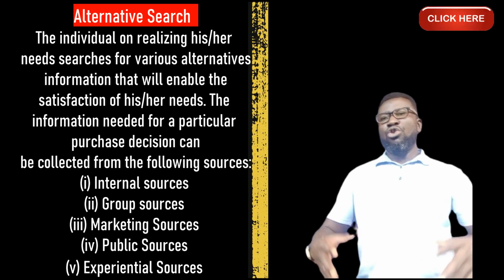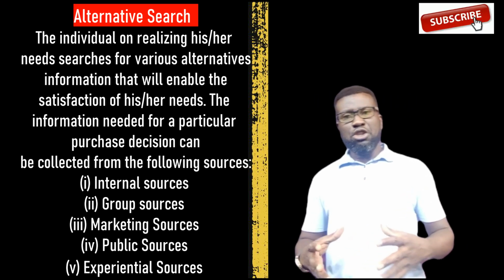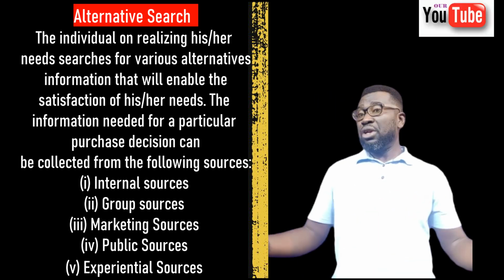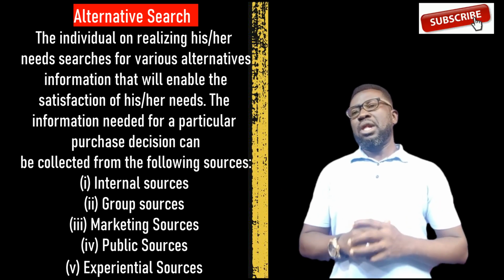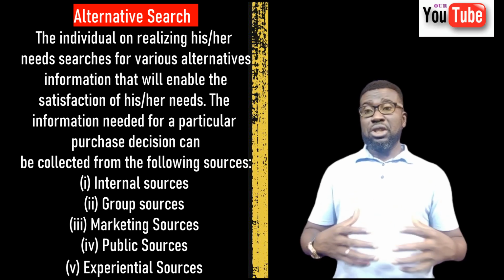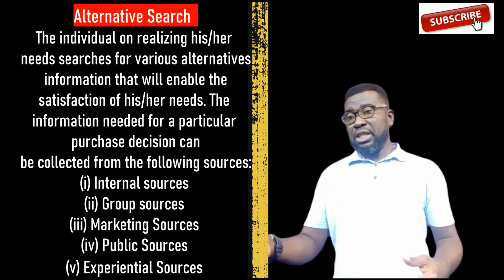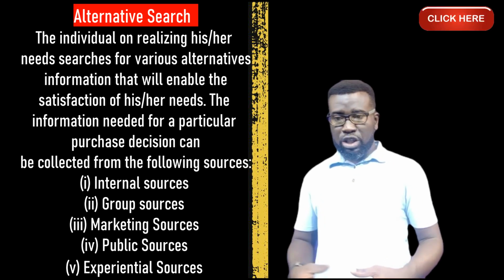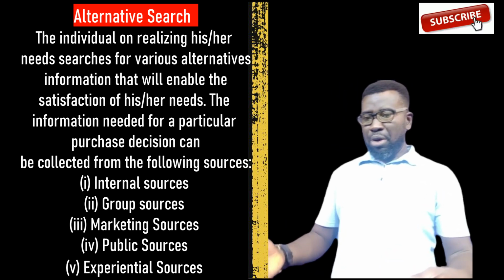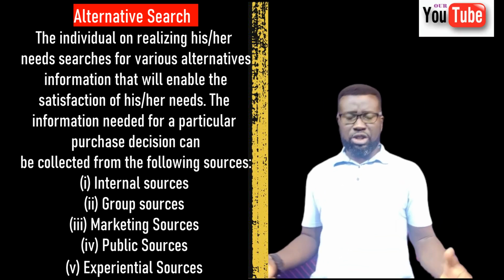The individual, on realizing his or her need, searches for various alternative information that will enable the satisfaction of such need. The information needed for a particular purchase decision can be collected from the following sources: one, internal source; group source; marketing source; public source; experimental or experiential source. All right.